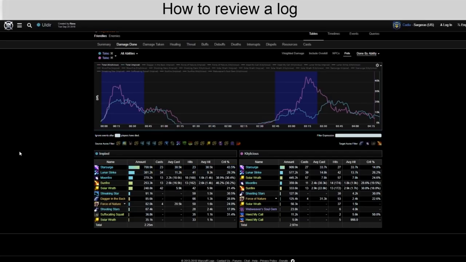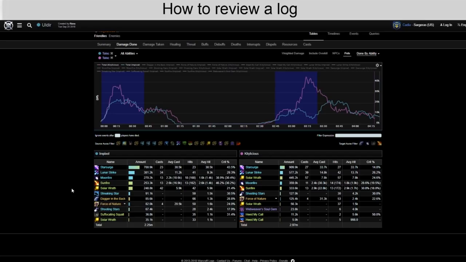They both had similar dot casts besides the Moonfire, which Pixel had 2 more of. So that's something you can look out for, because a lot of people keep spamming dots when they need to move, and you can see if they have like 20 or 25 casts of Moonfire and Sunfire.